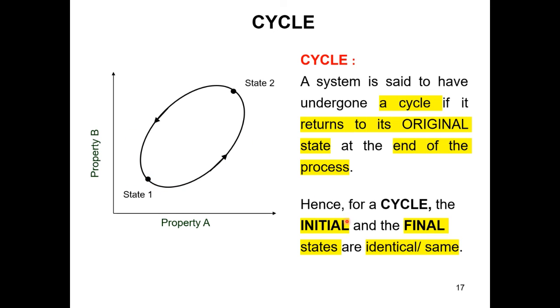Okay. So for a cycle, the initial and the final state are identical, or the same. So state one is actually the beginning and also the ending of the cycle.